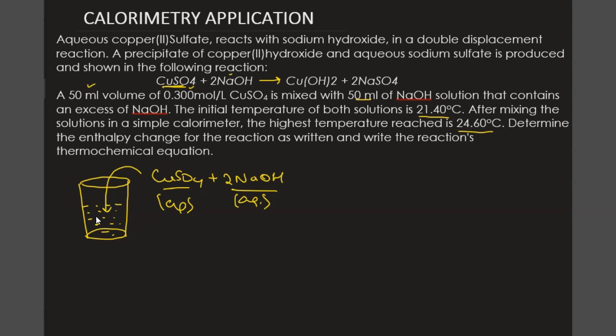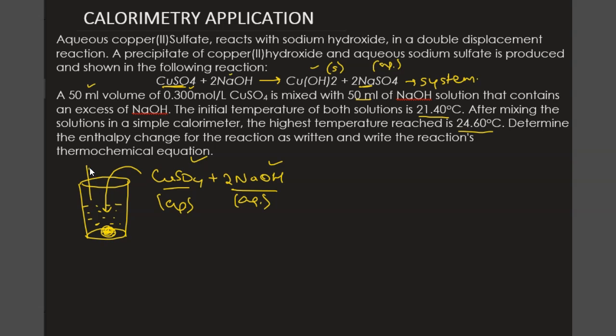And as we know, the water part of the calorimeter behaves as the surroundings. This part is going to behave as the system. So this whole reaction is going to work as the system. When these two reactants are mixed together, a reaction takes place, which gives this as a product, and this product is going to be solid. This product is again aqueous. So this is what we are going to see at the bottom as a solid substance.